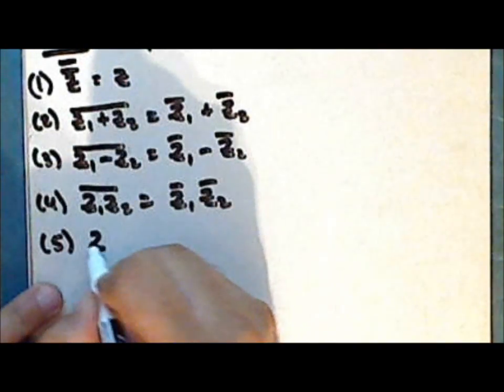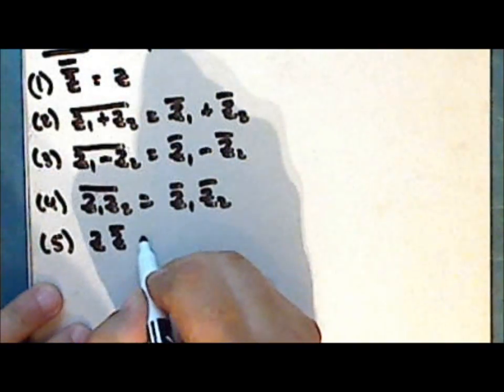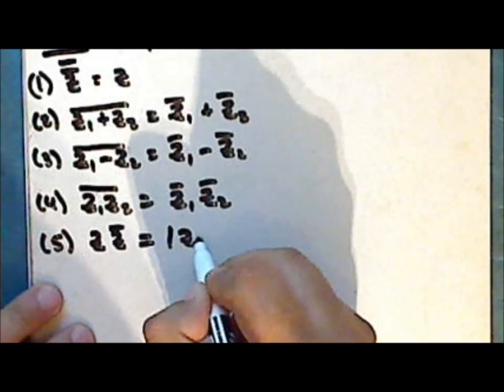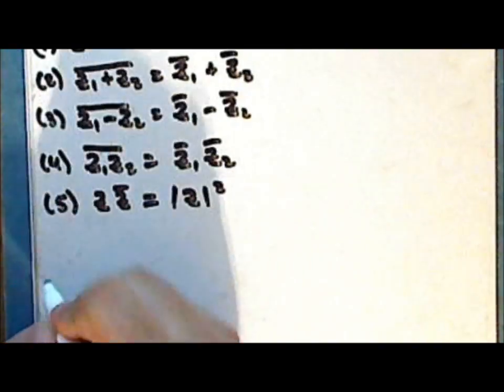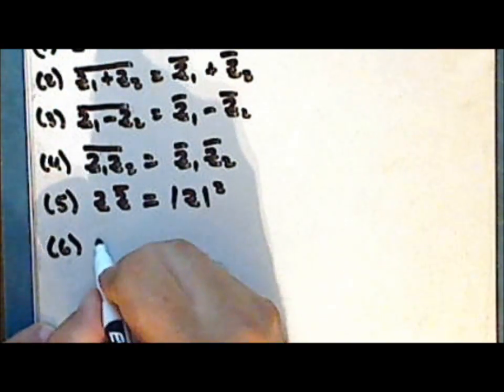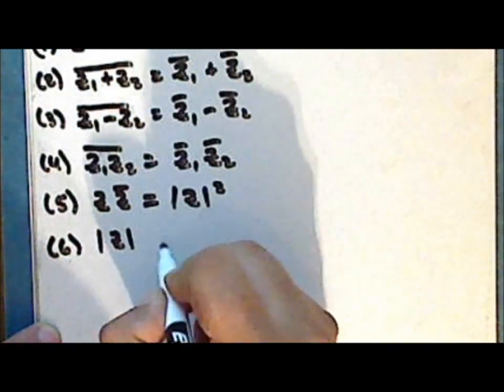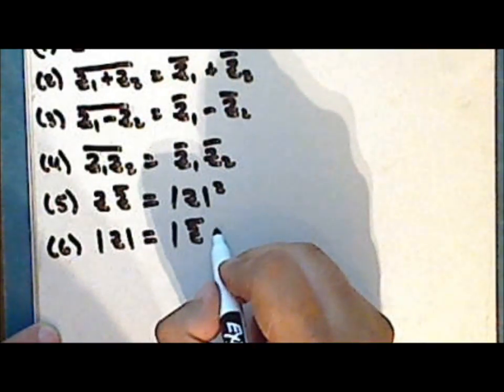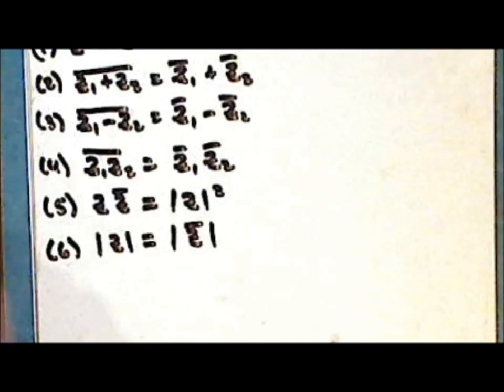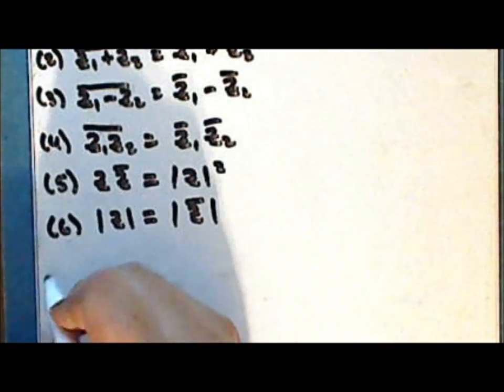The conjugate of a product is the product of conjugates. The product of a complex number with its conjugate is the square of the modulus. And the modulus of a complex number is the same as the modulus of the conjugate of the complex number. All right, so proof.